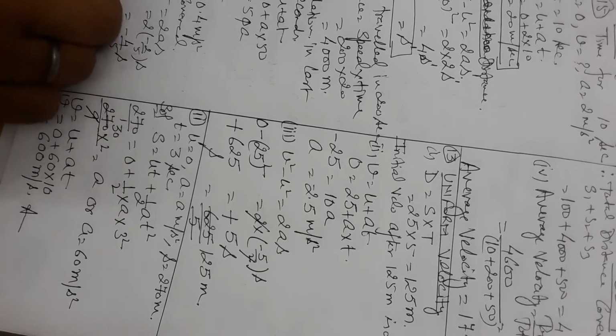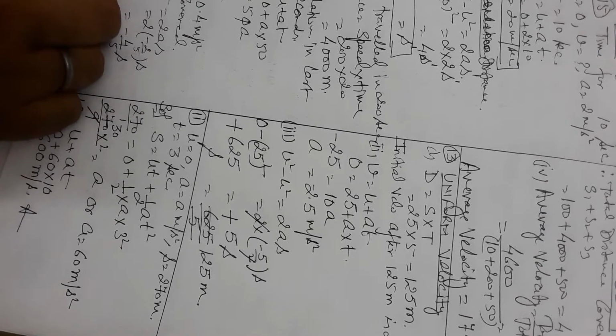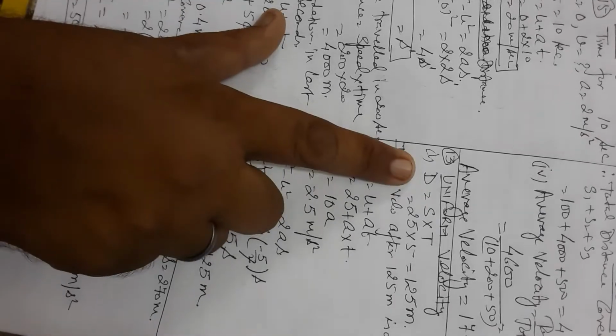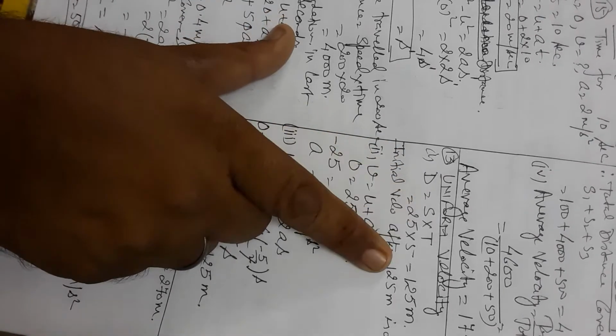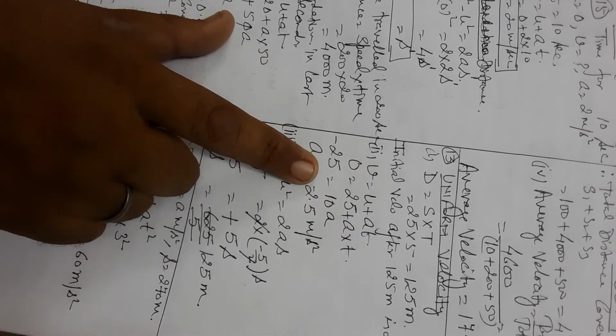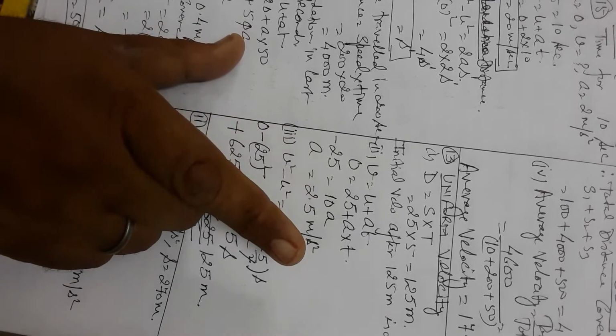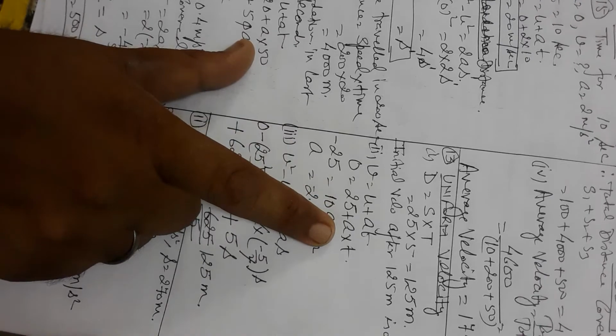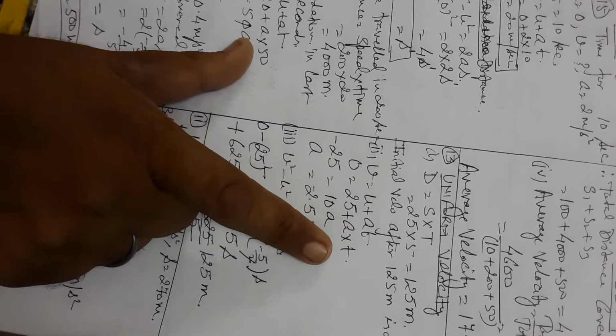In this, distance travelled at 25 for 5 seconds is 125 meter. Distance is equal to speed into time. The velocity after 125 is 25 meter per second. Second part: the brakes are then applied, the car is uniformly retarded and comes to rest in further 10 seconds. So the final velocity is 0, initial 25, calculate a. a means retardation here, time 10 seconds.